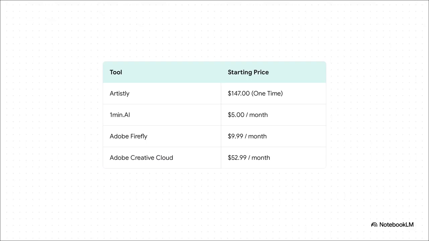And of course, Leonardo isn't the only game in town. The market is packed. You've got tools with one-time fees, you've got cheap monthly subscriptions, and then you have the 800-pound gorilla in the room, Adobe, with both its Firefly tool and the whole Creative Cloud suite. So this just gives you a little snapshot of the crowded and varied pricing landscape that Leonardo is up against.